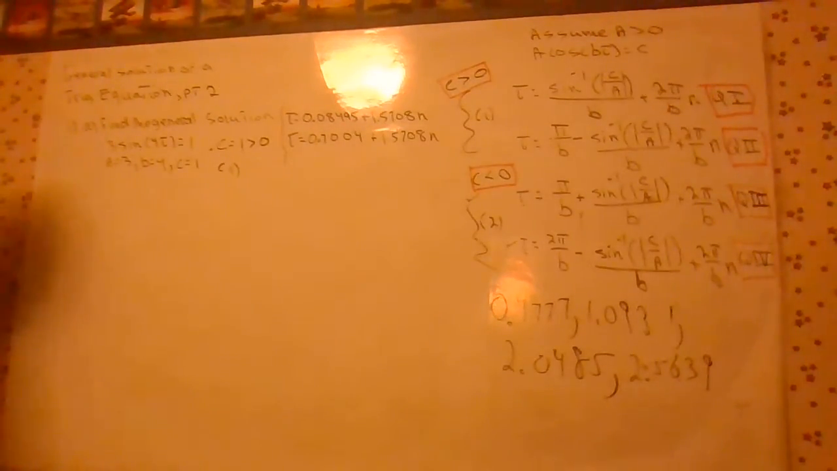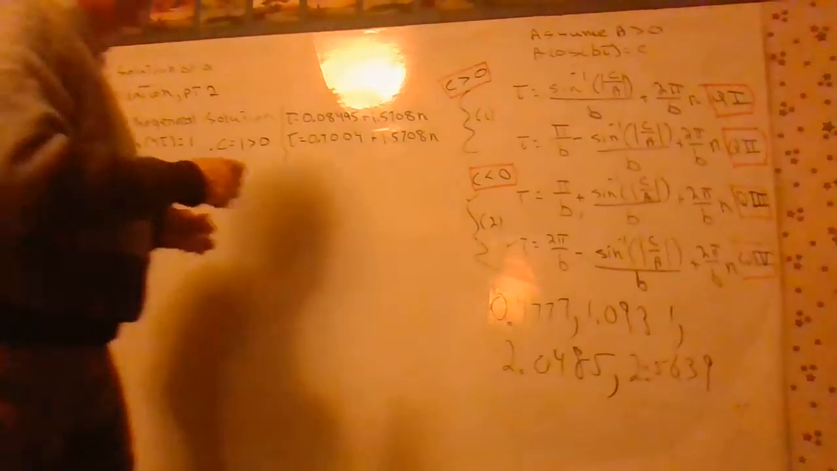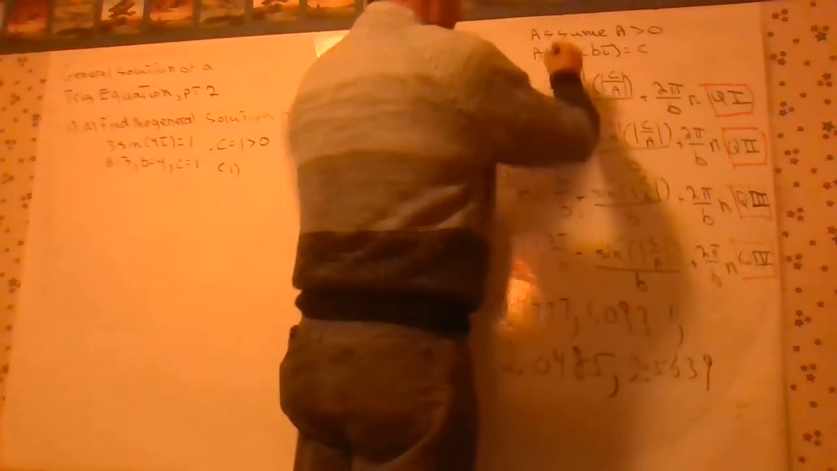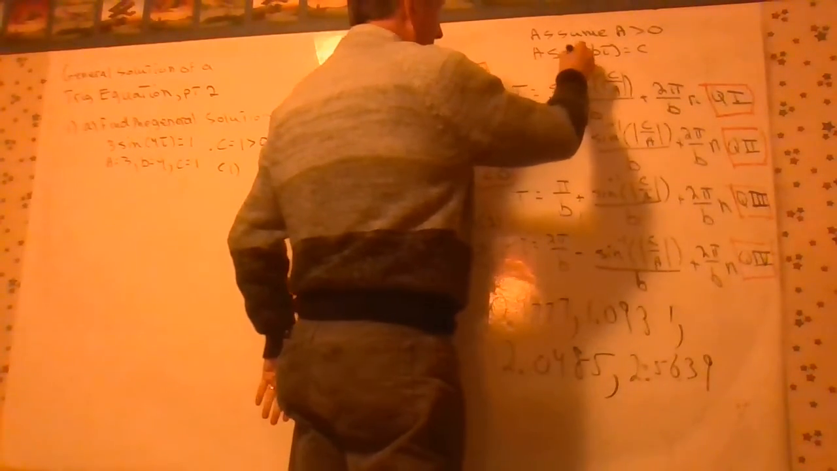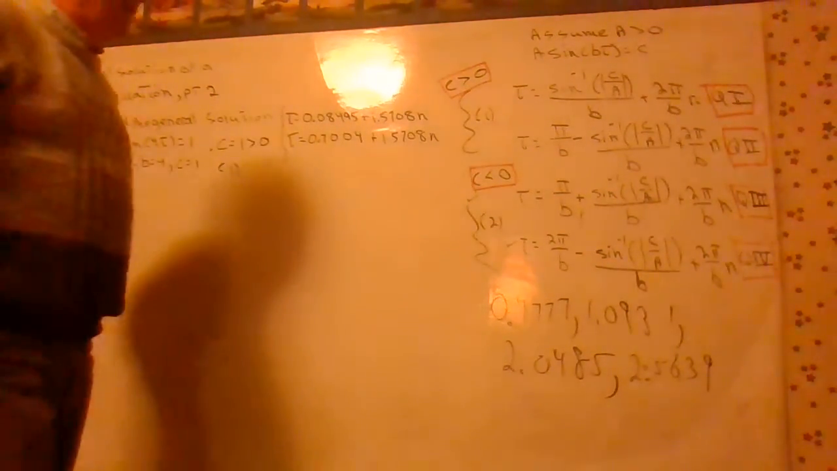General solution of a trig equation, part 2. We're going to solve a sine bt equals c. And we have similar formulas here.